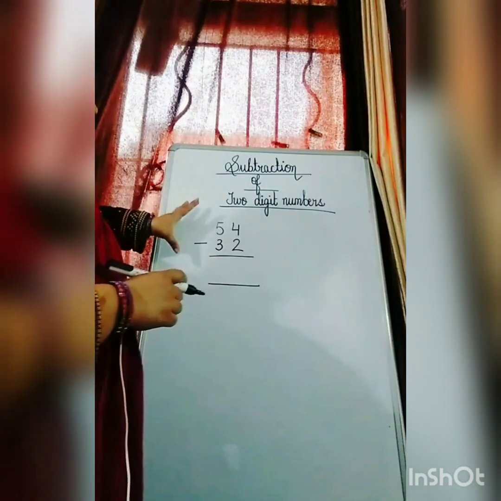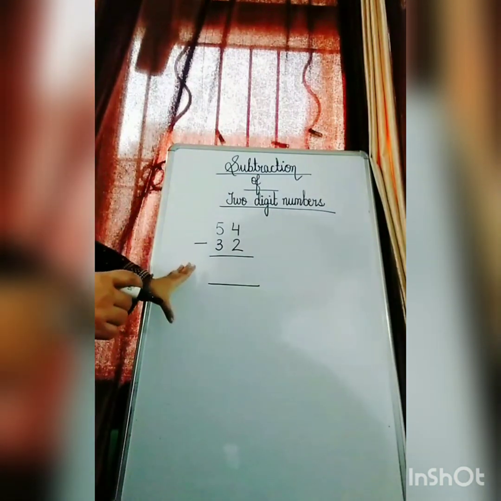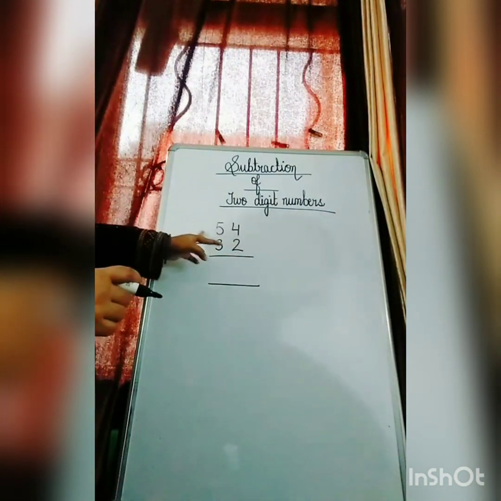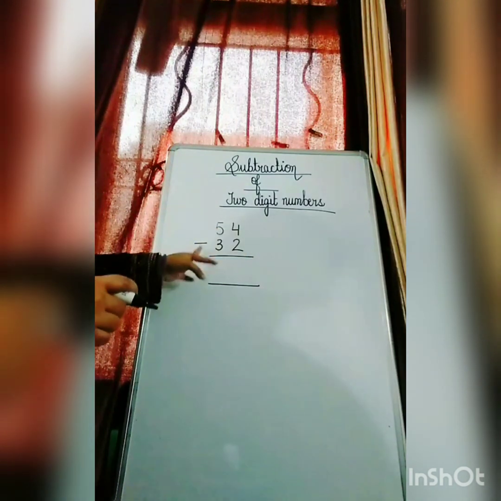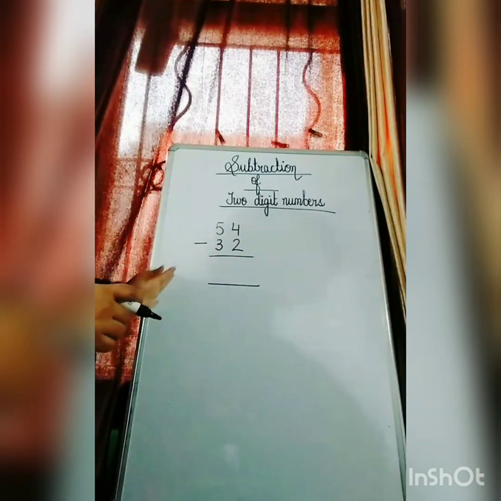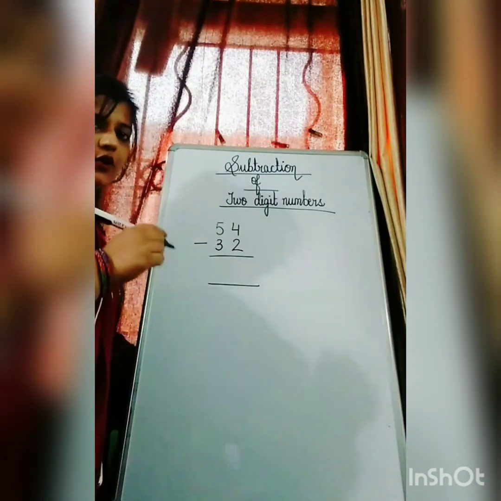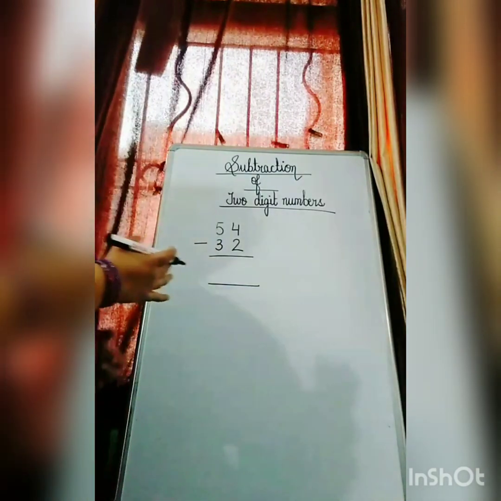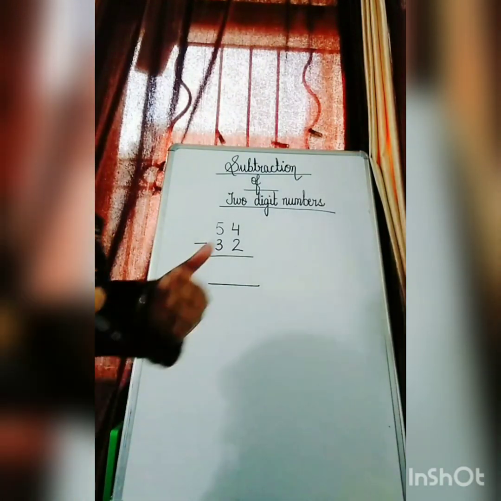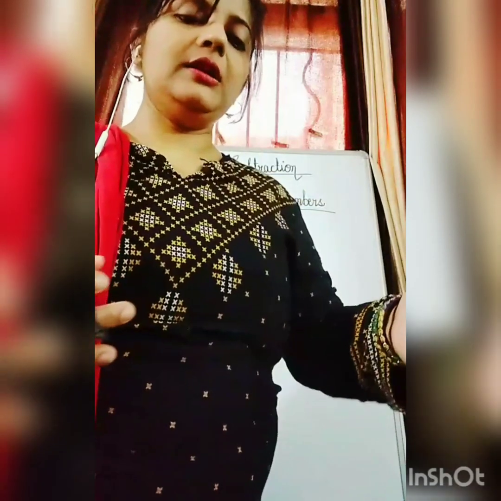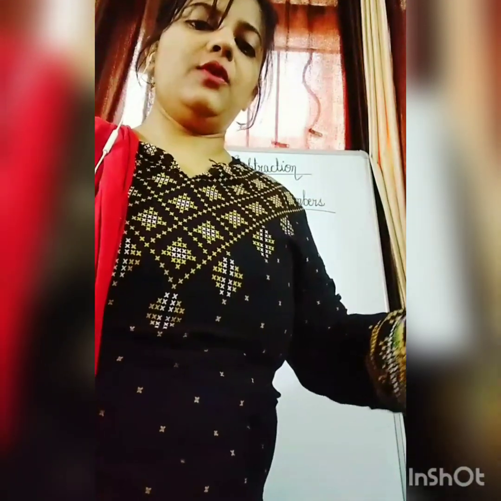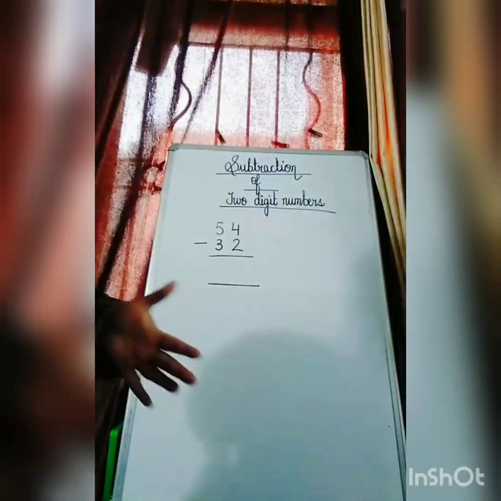See on the board, I have written two numbers over here, two-digit numbers: 54 and 32. I have taught you that. Now I am going to explain how you are going to subtract these two numbers. In the same way as in addition, when I told you that we take the left-hand side for the addition, the same way we are going to take the left-hand side for the subtraction also.